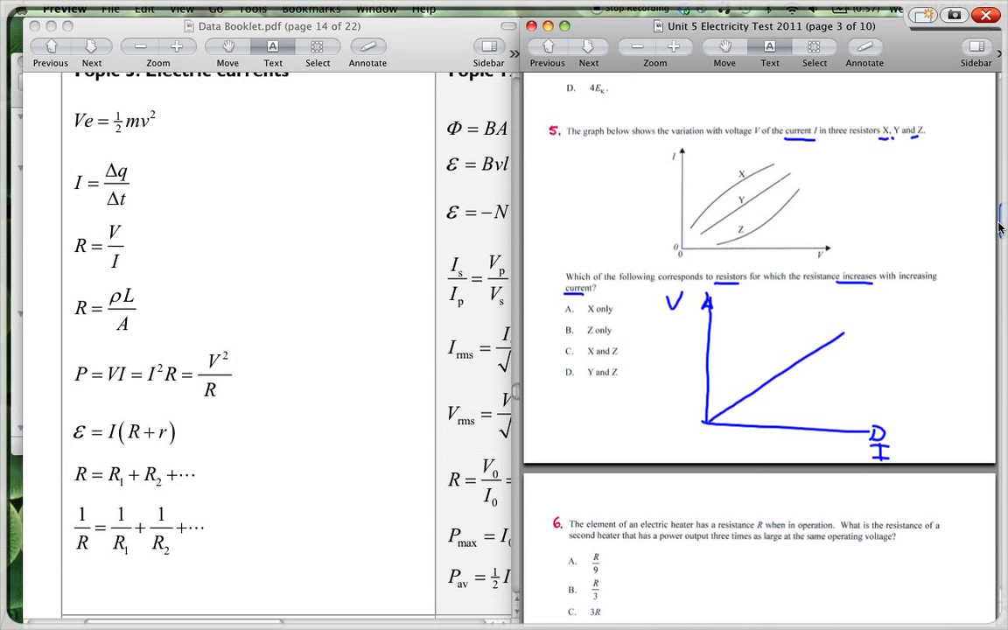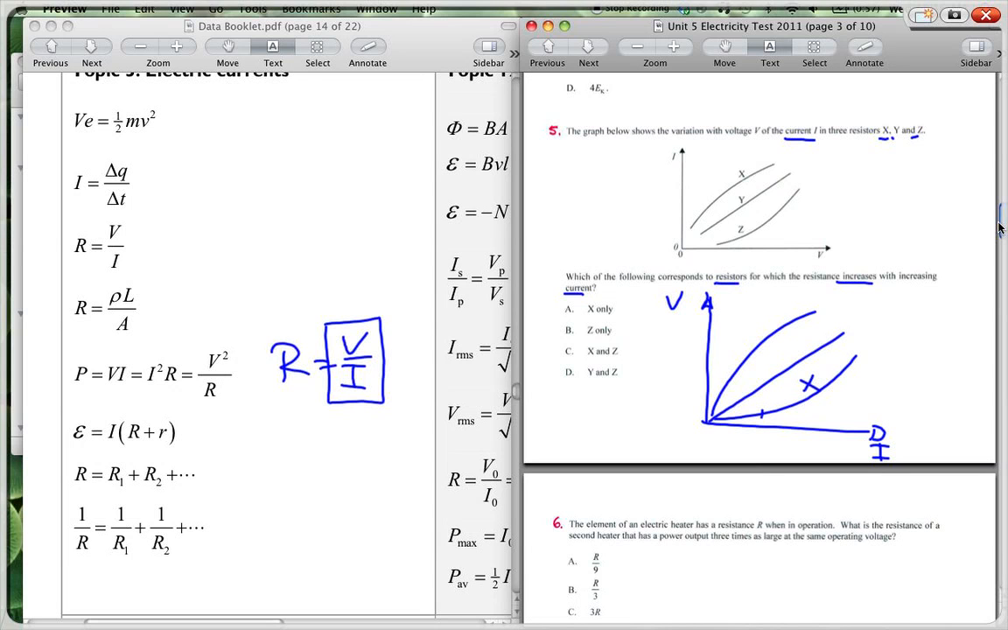You would have Y, which is like a proportion graph. We would have the Z, would be a graph like that, and we would have the X would be a graph like that. It would be inverted around. So because our resistance is equal to V over I, we can see here that the ratio of V to I is actually increasing in X.